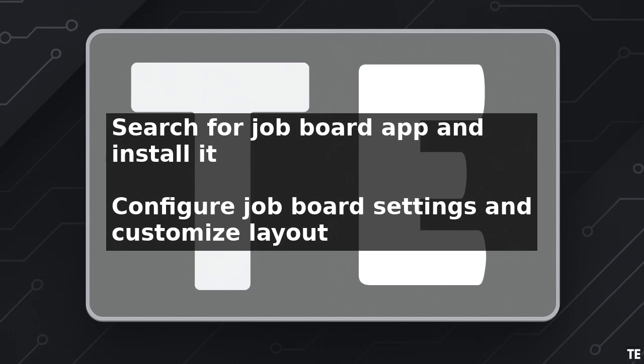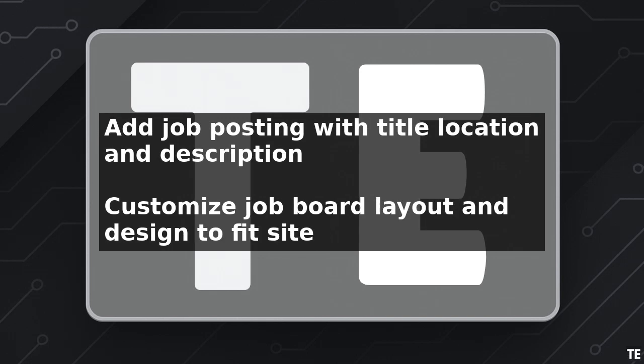Once the app is installed, click on the job board icon on the left side of the editor to configure the settings. Here you can customize the job board to fit your needs by selecting the layout and design. To add a job posting, click on the Add Job button and fill in the required information such as job title, location, and description. You can also add a job category and set the application deadline.